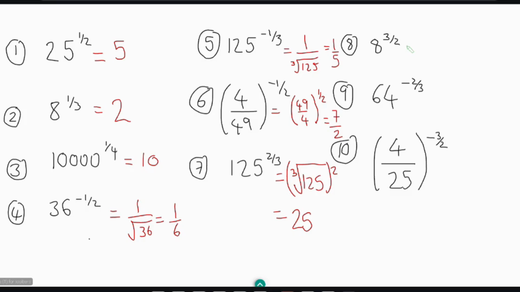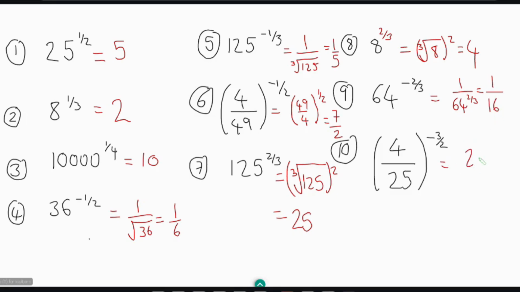I have done an impossible one here. I think I meant it this way round. Yes, I did. Cube root squared. So cube root of 8 squared, 4. 1 over 64 to the power 2/3. So 1 over cube root of 64, which is 4, then squared, which is 16.